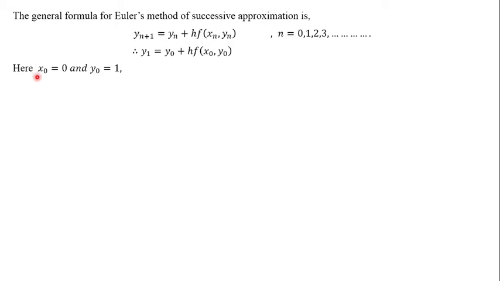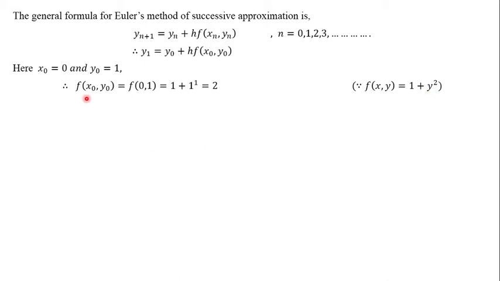So the general formula for Euler's successive approximation is, what is that? It is y_{n+1} is y_n plus h f at (x_n, y_n), n equal to 0, 1, 2, 3, etc. So put n equal to 0. So in the LHS you will get y1 is equal to y naught plus h f at (x naught, y naught). Now here we have to find f at (x naught, y naught), as x naught is 0, y naught is 1, and f of (x, y) is 1 plus y square.